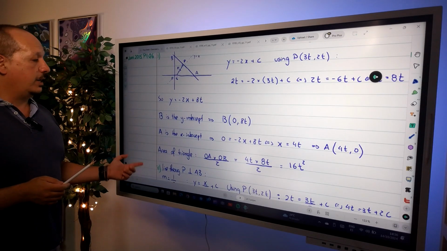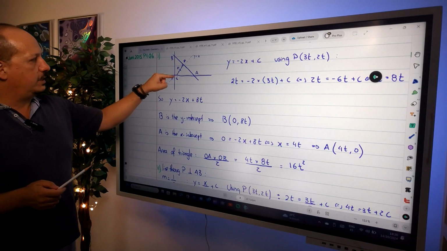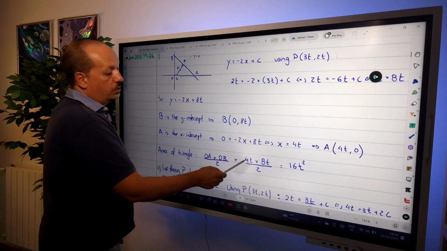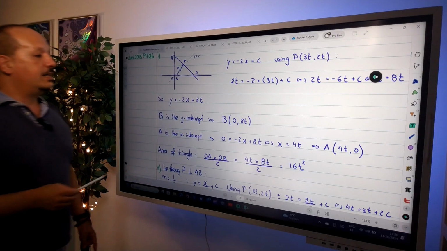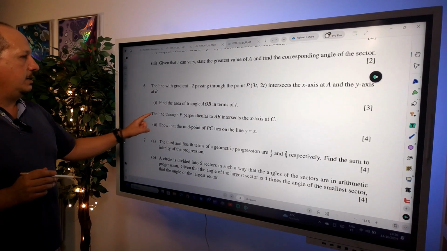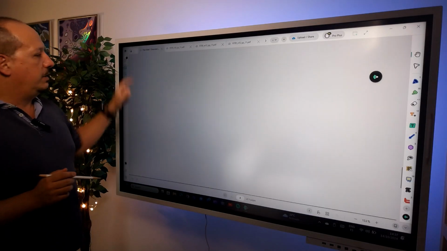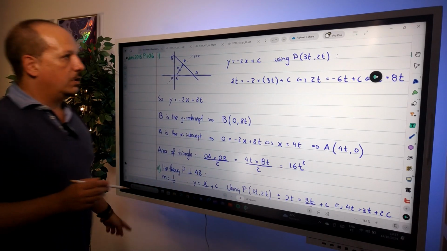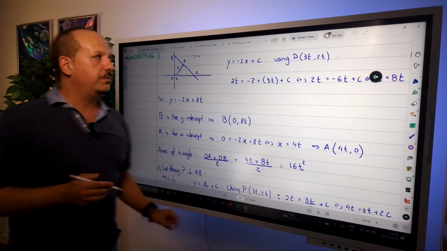What is the area of the triangle? Again, it is base times height divided by 2. This is already a 90-degree angle, so it's OA times OB divided by 2. So 4t times 8t divided by 2. This is 16t squared. The question again: find the area of the triangle AOB in terms of t. Here it is, an answer in terms of t. I forgot to highlight or underline this in green, but there it is, the final answer.